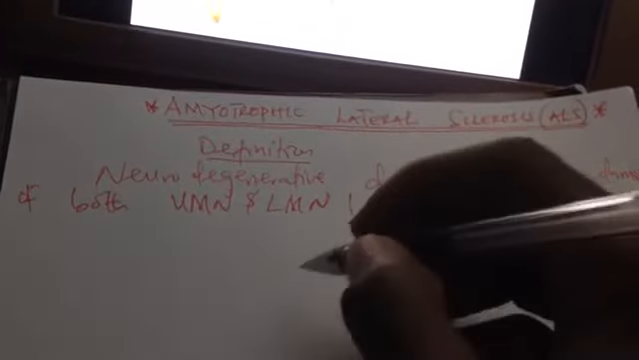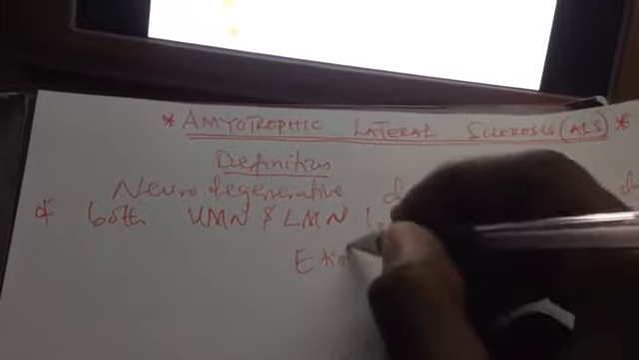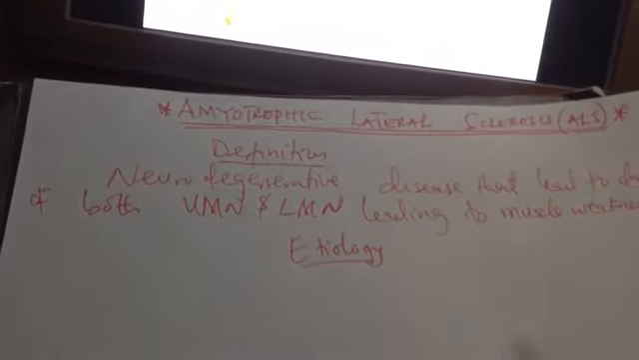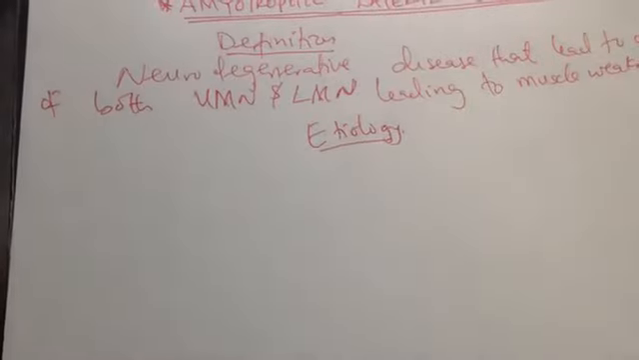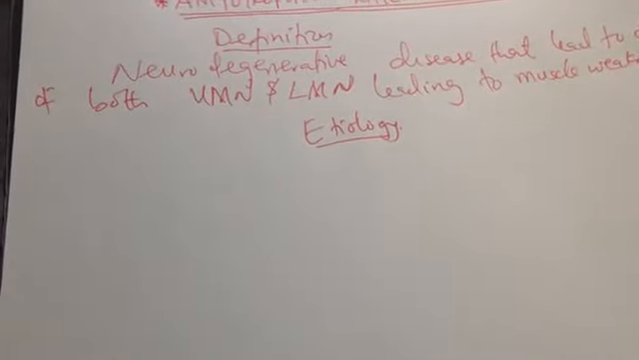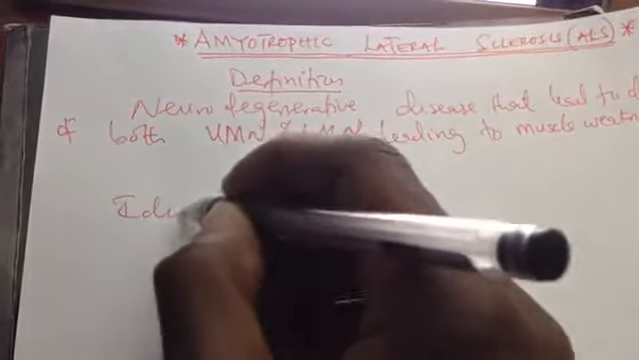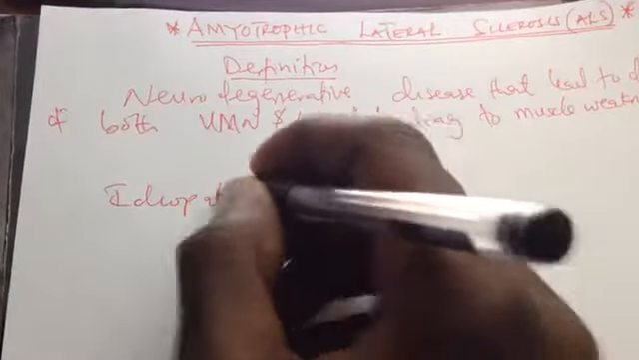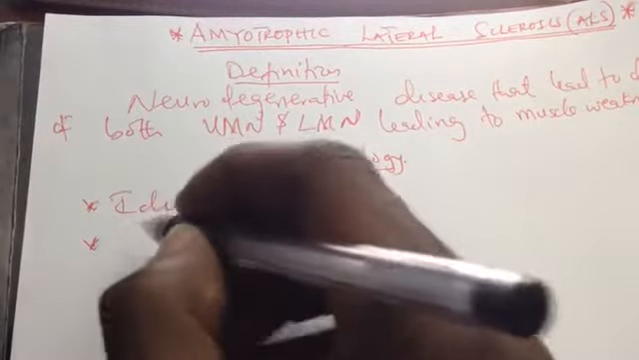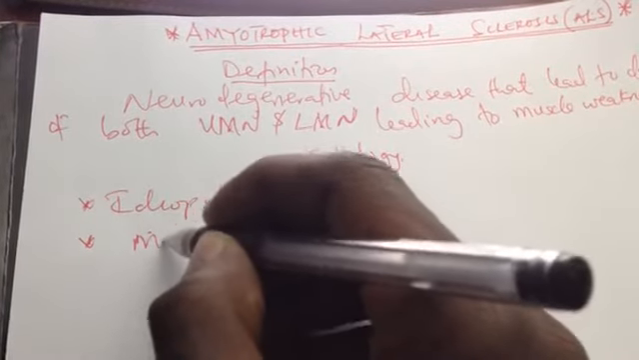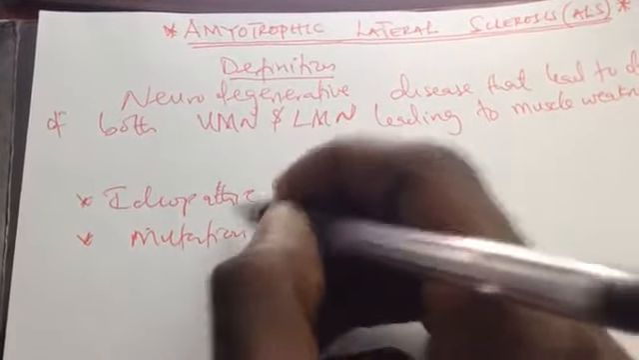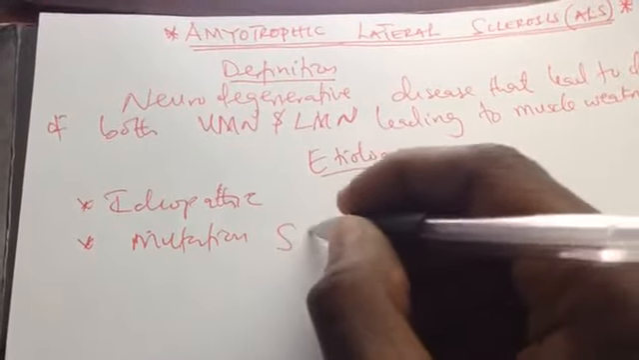Then let us see the etiology. What will cause this degeneration of the upper and lower motor neuron? The etiology, or the causative agent, is actually unknown. There is no definite cause identified yet. So it's idiopathic in the majority of cases, but there are some genes or mutations that are associated with this disease. For example, mutation in the superoxide dismutase 1, that is the SOD1 gene.